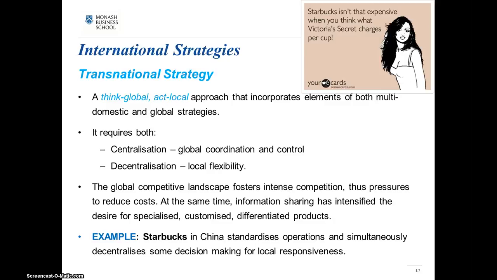At the same time, though, especially in China, they do decentralize some decision making for local responsiveness, because they've acknowledged that Chinese tastes when it comes to coffee are quite different to those from America. So they have often a similar store layout to what the American stores would have, and they'll have the same branding, and some of the drinks may be the same, but there are also some products in China that are very different to what is offered in the United States. So that reflects both that global integration and local responsiveness at the same time.